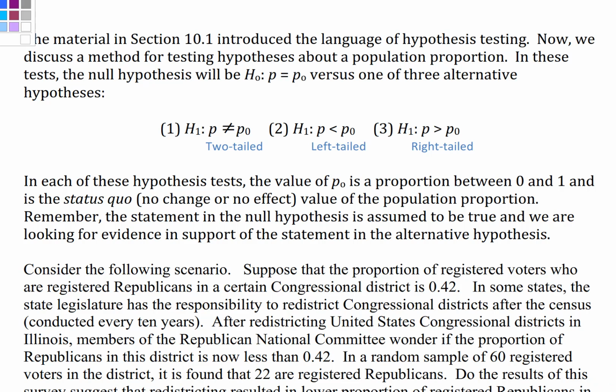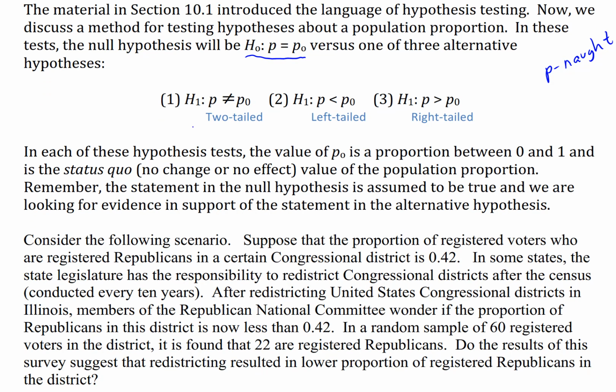In this section, we're going to be looking at hypothesis testing for a population proportion. So the null hypothesis is going to be that the population proportion equals some specific value. We're going to use P with a subscript 0. That's read P naught, to represent the assumed value of the population proportion. And then you have three versions of the alternative. You have the two-tailed, in which case your alternative is a not equal to alternative. You have a left-tailed, and you have a right-tailed.